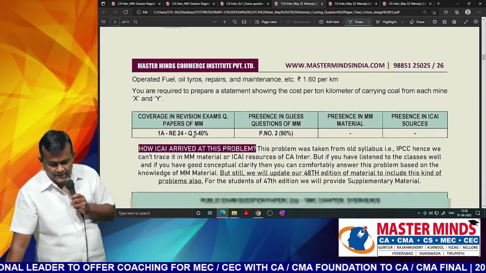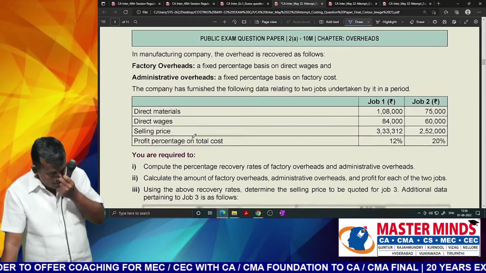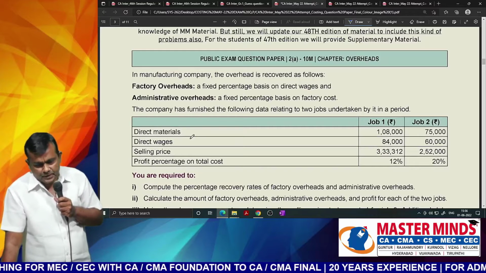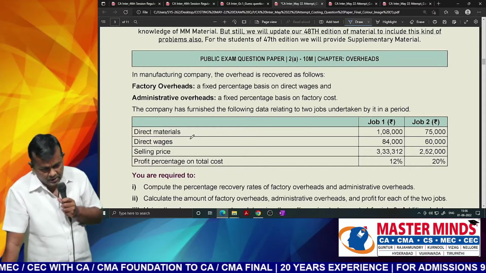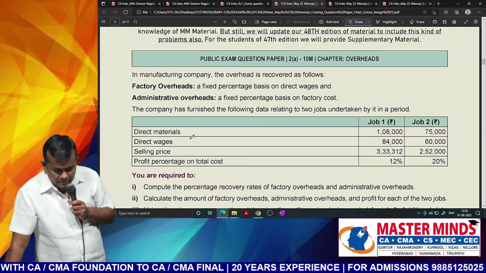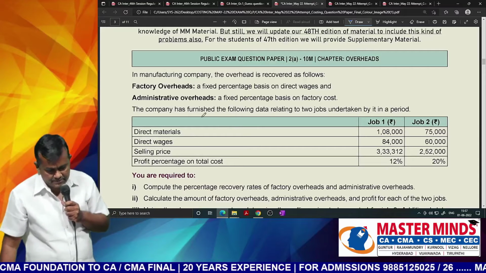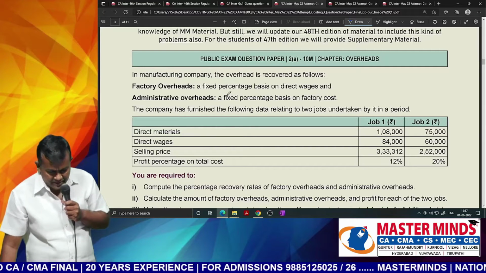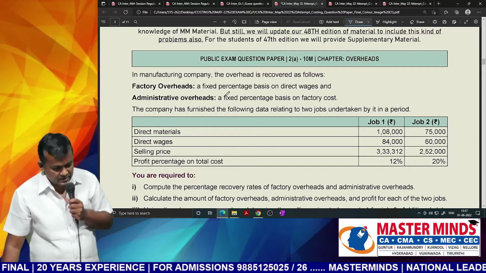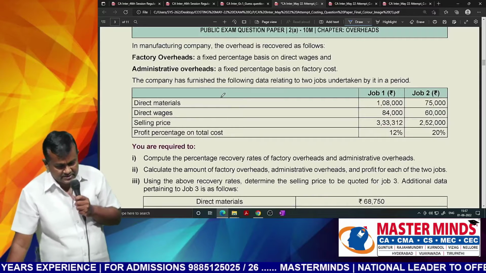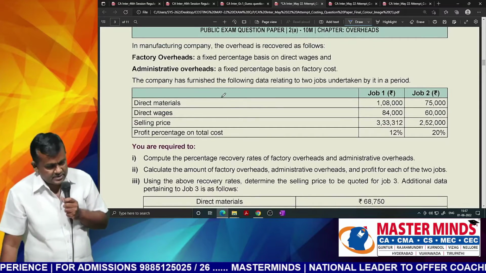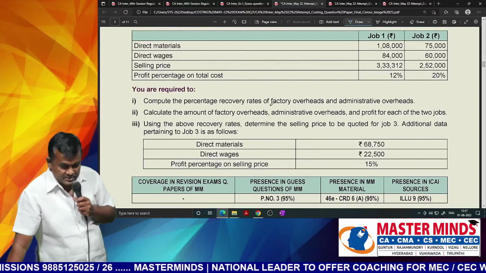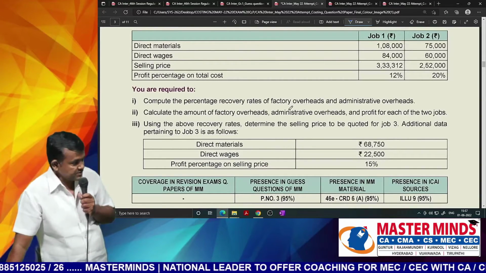Next, second question. So 2A, overheads. In a manufacturing company, the overheads are recovered as follows. Factory overheads, a fixed percentage basis on direct wages. Administrative overheads, a fixed percentage basis on factory cost. But rates are not given in the problem. So in the first question, compute the percentage recovery rates of factory overheads and administrative overheads.